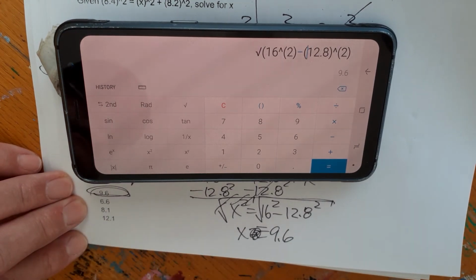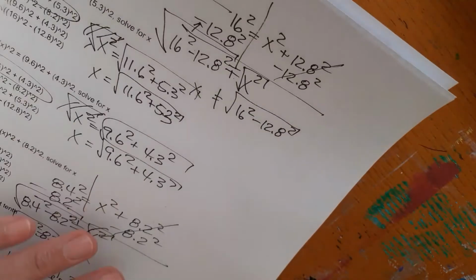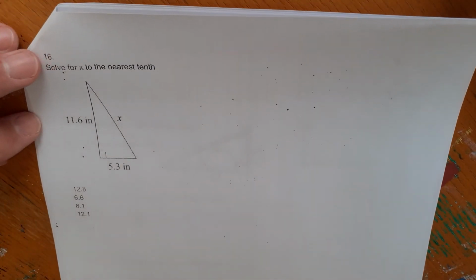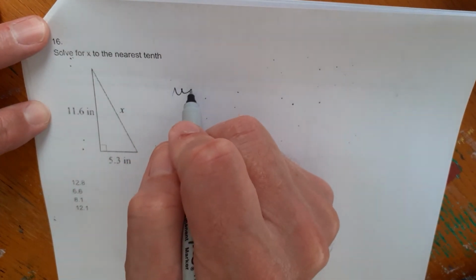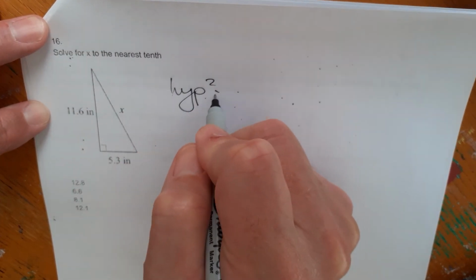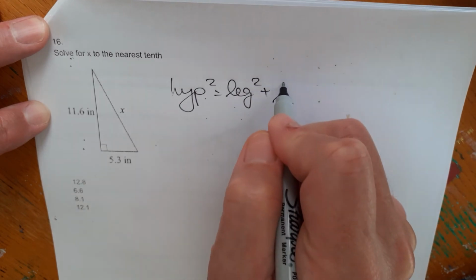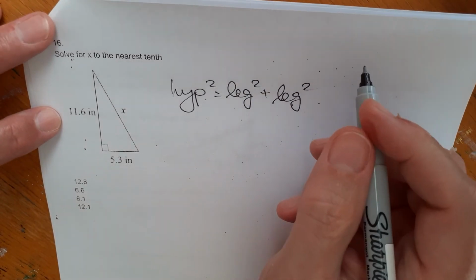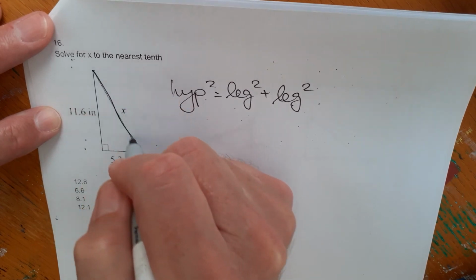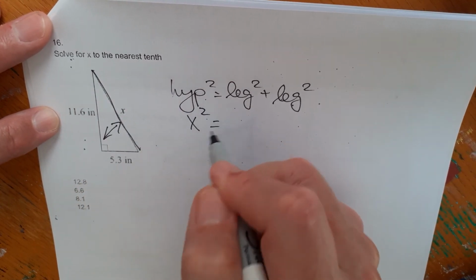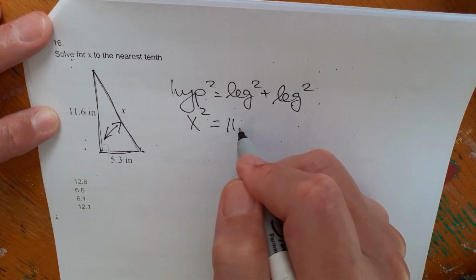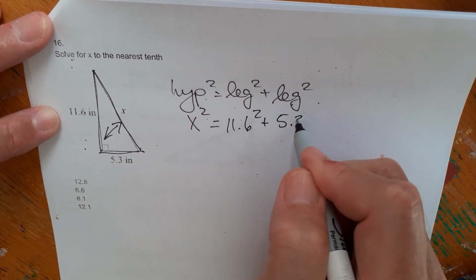And circling that there. How many more did they give us? Just one. So they had us find the legs and the hypotenuse, set up to solve, and then solve. So here we go again. This is hypotenuse squared equals leg squared plus leg squared. We've got a hypotenuse here, unknown. It's not touching the 90. That's how I know it's the hypotenuse. This is x squared. The two legs do touch the 90, so 11.6 squared plus 5.3 squared.